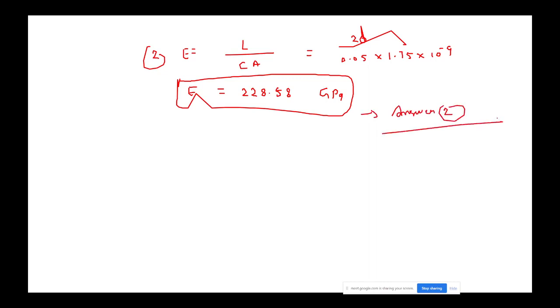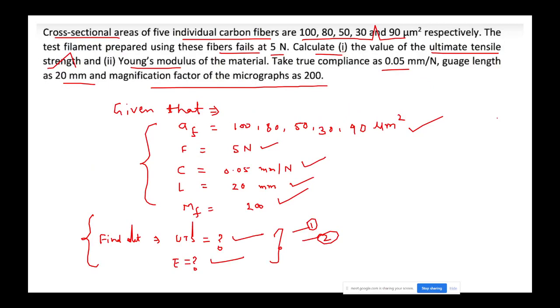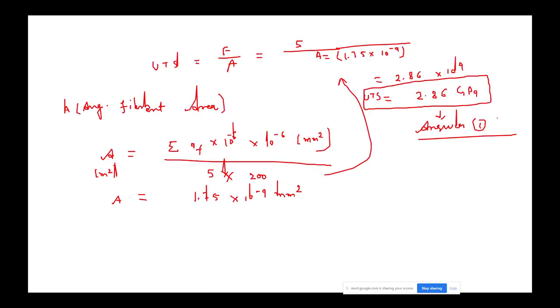So this is answer number 2. Again I will try to explain this one more time for the sake of your easiness. The question gives the cross sectional area of the individual carbon fibers, around 100, 80, 50, 30, 90 micrometer square. The filament fails at 5 Newton, and you have to calculate the UTS and the Young's modulus. The compliance is 0.05, the gauge length is 20 mm, and the magnification factor is given. Now the UTS formula is F by A.